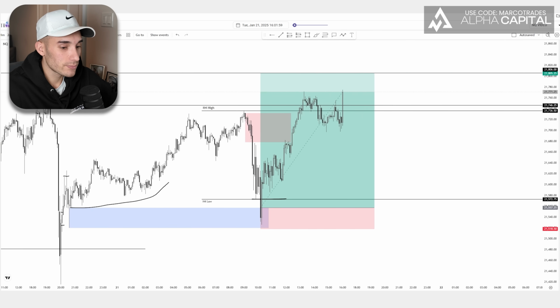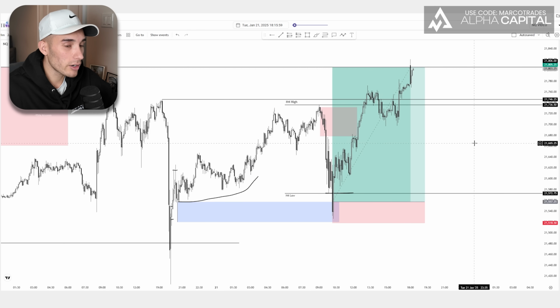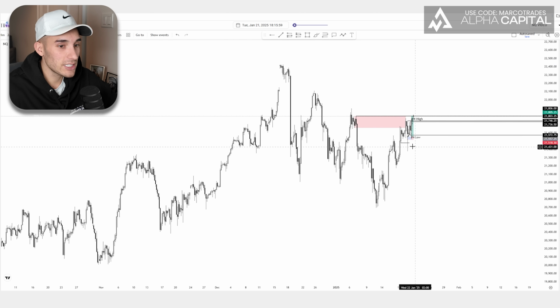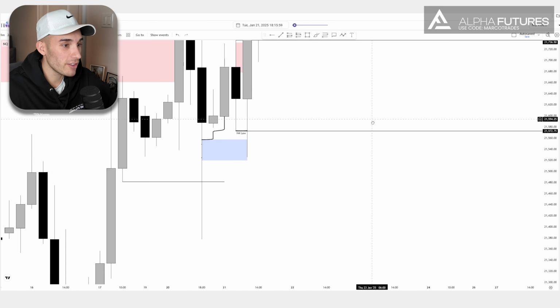And check this out. And just like that, all targets are met. Now, after seeing this, let's head over to the 4-hour chart so you guys can make sense of what it looks like on just the 4-hour time frame.